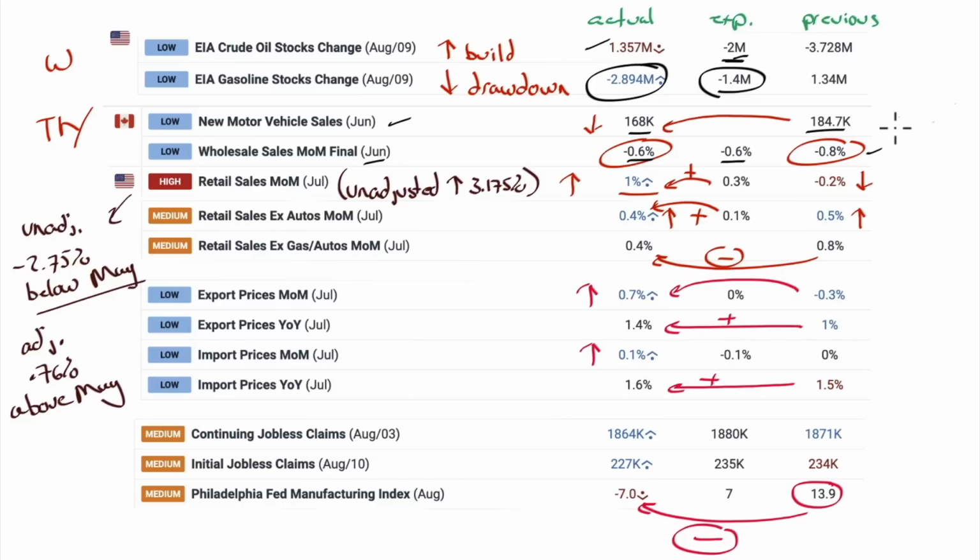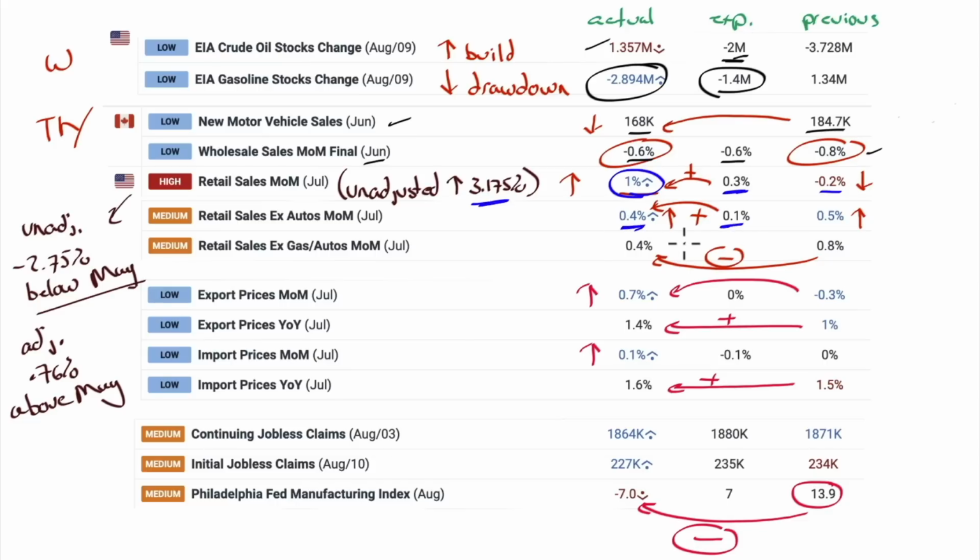Going into the U.S., retail sales. Too much celebration on this number without zooming out a bit and looking at the trend. Celebrating 1% up. The expectation was for an increase of 0.3. That beat expectations. The previous month was revised down to negative 0.2 on an unadjusted basis, because these are adjusted. On an unadjusted basis, July was up 3.175% above June.